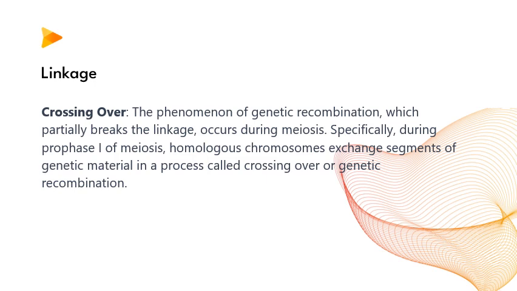So let's talk about crossing over. This phenomenon of genetic recombination, which partially breaks the linkage, occurs during meiosis. Specifically during prophase 1 of meiosis, homologous chromosomes exchange segments of genetic material in a process called crossing over or genetic recombination. Crossing over can lead to the exchange of alleles, gene variants, between homologous chromosomes, resulting in a new combination of genes on the same chromosome.